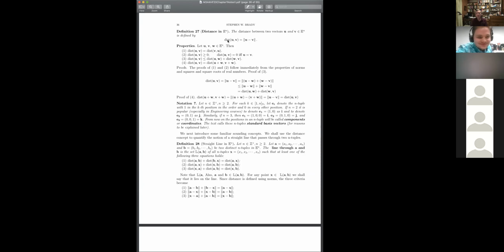Okay, how do we measure distance in a vector space? We take the norm of the difference of the vectors. Here are distance properties.